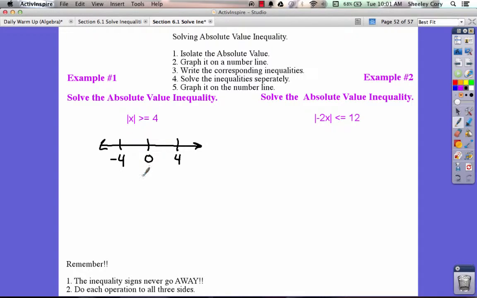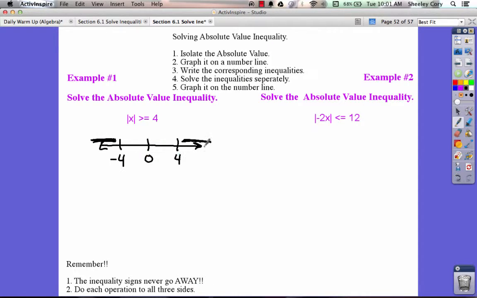So what that's telling me is, if I have to be more than 4 from 0, well, anything between 0 and 4 would be less than 4 from 0. So everything outside of 4 will be more than 4 from 0. And the same thing for negative 4. Negative 4 is exactly 4 from 0. Anything less than that will be less than 4 from 0. And it says that we have to be greater than or equal to 4 from 0. So we're going to be somewhere out in here.